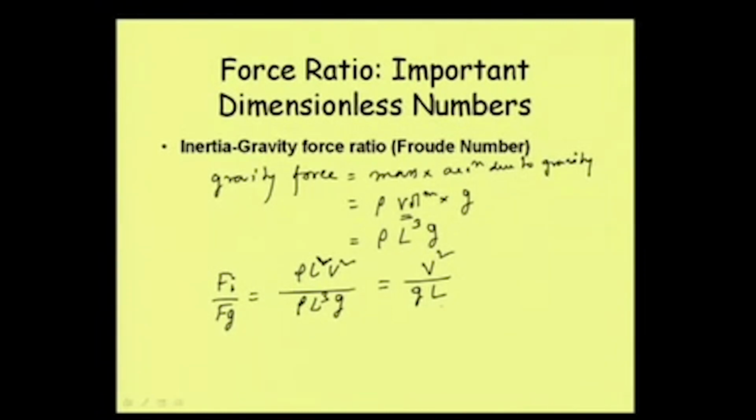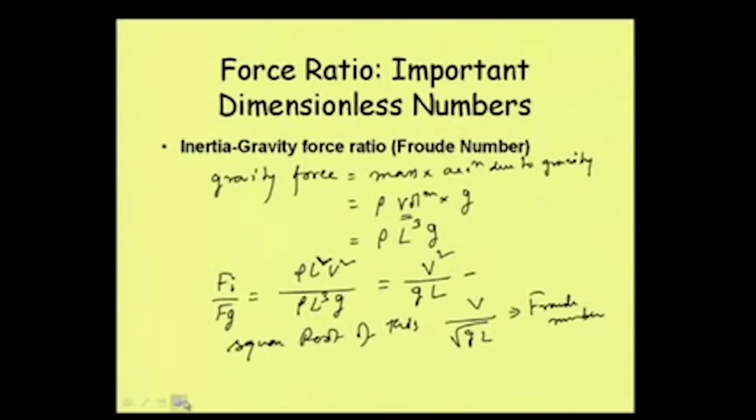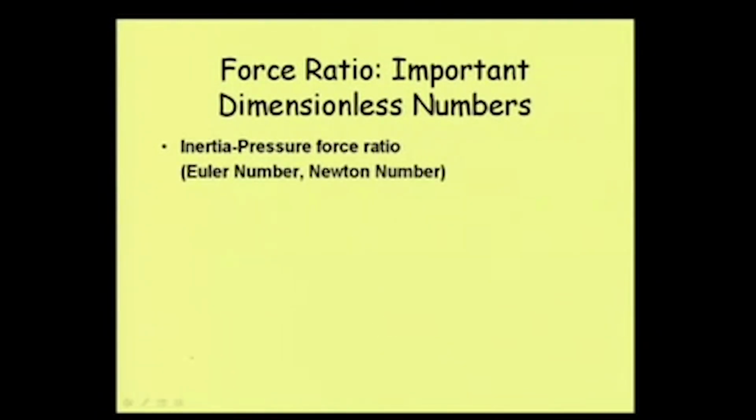So, this is V square by gL, and of course this we do not use as a number. It is a dimensionless number, but what we do is take the square root of this number, that is V by root over gL. This is called the Froude number. These two numbers we are already getting, but we are just trying to analyze how these are coming.